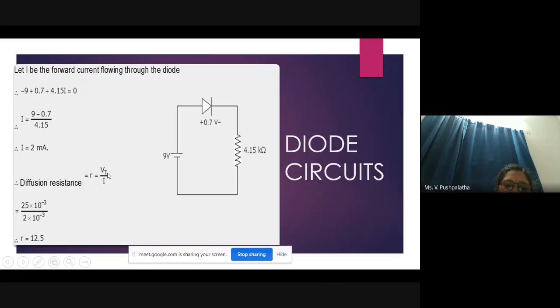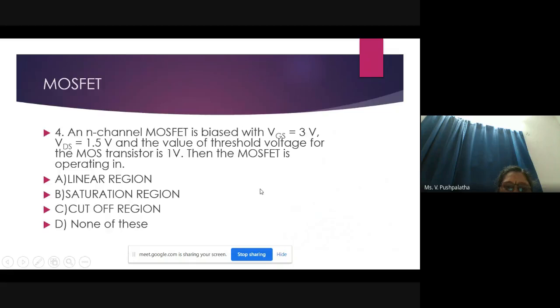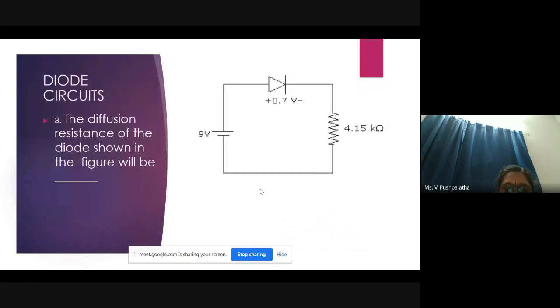The thermal voltage, we all know, is 25 millivolt. So R is equal to 25 millivolt over the I value. So my R value is equal to 12.5 ohms. So this is the answer. The answer is 12.5 ohms. They have not given any option, so the answer is 12.5 ohms.